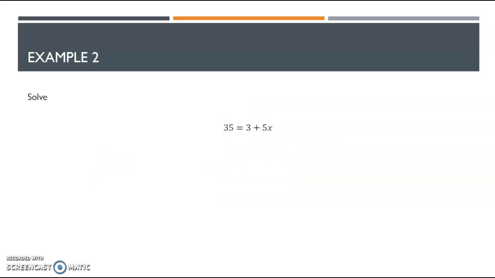All right, so example 2. 35 equals 3 plus 5x. It doesn't matter which side the variable is on, and our variable does not always have to be x. It just happens to be in a lot of these examples. I'm still going to work with the same process.